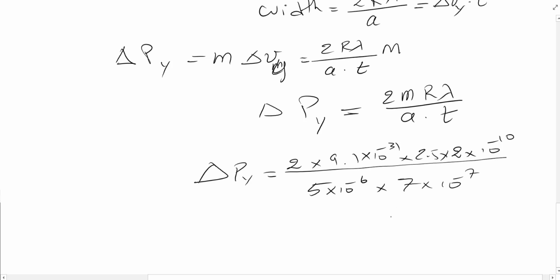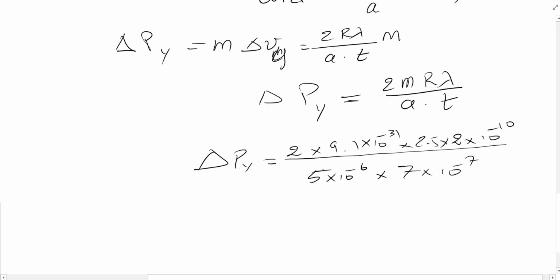So I'm rounding up numbers in here big time, so hopefully you guys pick up the 2 times 2.5, that's 5 times 2, that's 10. 10 times 9.1, which is another 10. So I'm just getting the order in here, okay? So delta Py is going to be 2 times 10 times 2.5 times 10, that's 100, times 10 to the negative 41, divided by, again, 5 times 7, no, 35, it's about 40, times 10 to the negative 13.